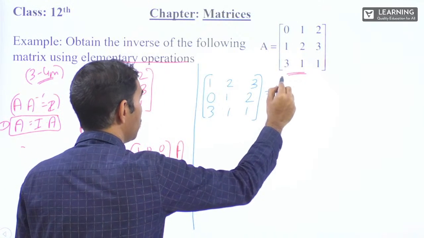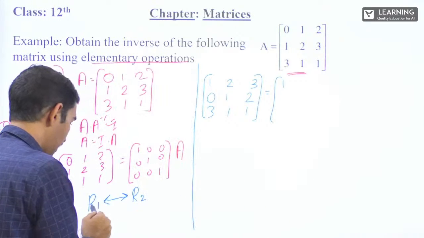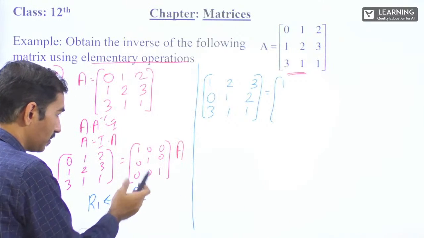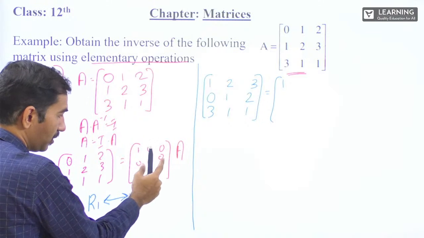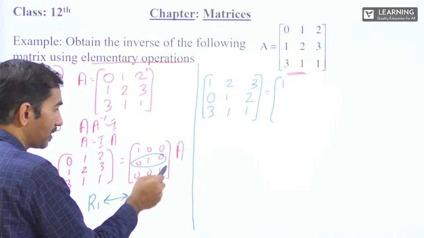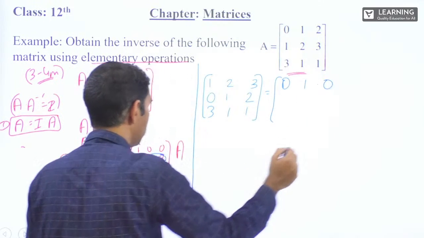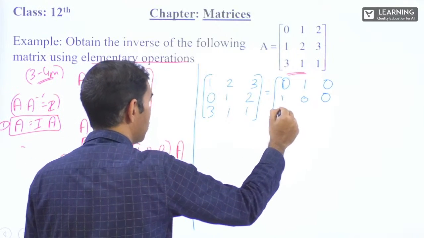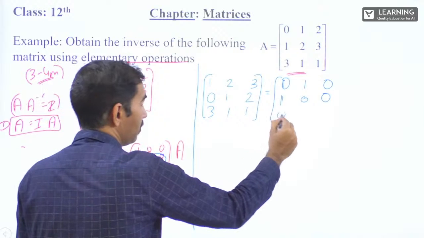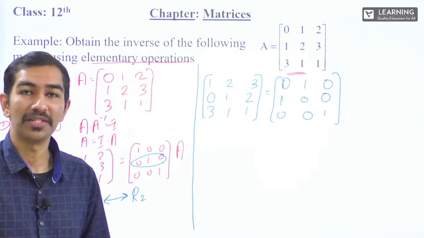So this will be equal to same thing 1. So here also R1 is getting interchanged with R2. So this R2, students, will go in the place of R1. So that will become 0, 1, 0. This will become 1, 0, 0, 0, 0, 1. Did you understand this step?